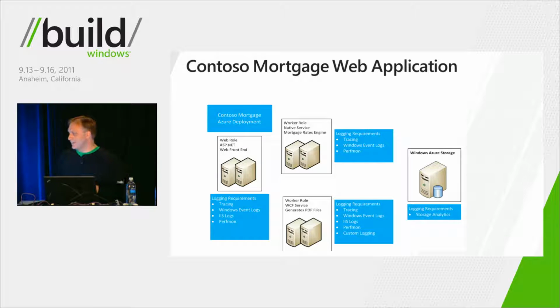One is a native service that generates mortgage rate quotes. So it tells a customer what rate they would qualify for a loan. And it's entirely native code, so it's not running in IIS. So we're going to enable tracing, event logs, and perfmon.